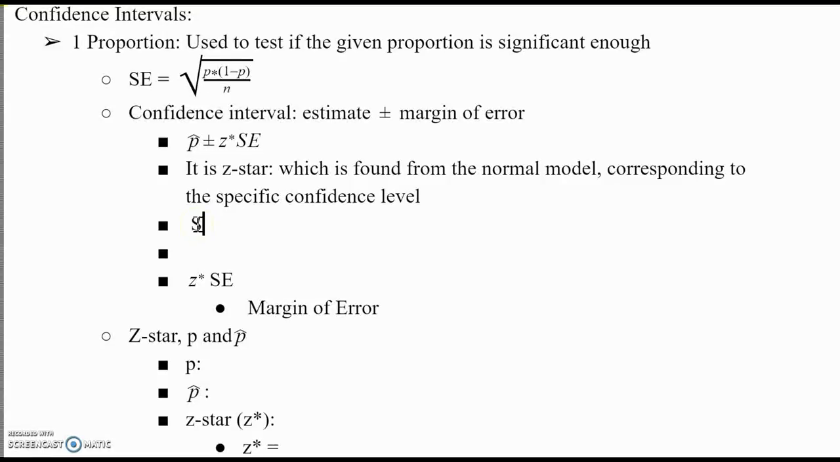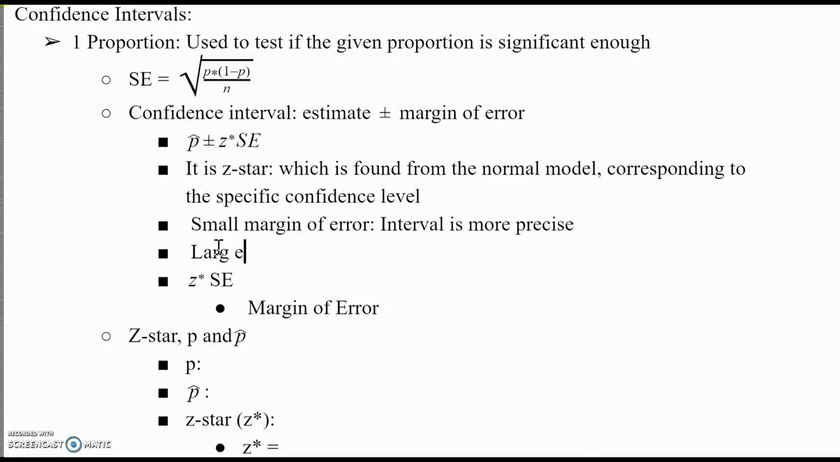Now, this small margin of error means your interval is more precise. It just means that your z star is low, right? Because your margin of error is low, which means that your confidence level is like 1%. You're 1% confident that it's here.